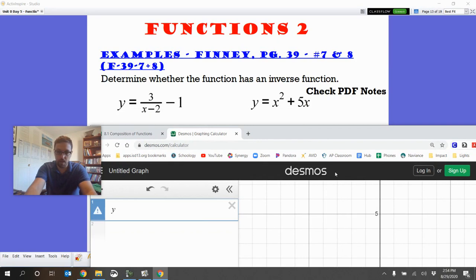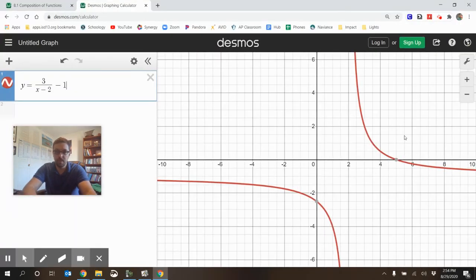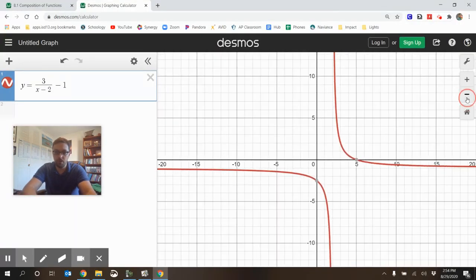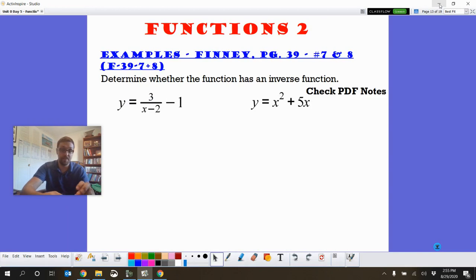So I want to check y equals 3 divided by x minus 2, minus 1. We'll take a look at this function and see if there's any trouble. Now this is a reciprocal function, so it's got that gap in the middle there, but that gap is never going to really meet with itself. It is a hole in the graph, which is fine. It allows it to pass the horizontal line test, and so yes, this one does have an inverse.